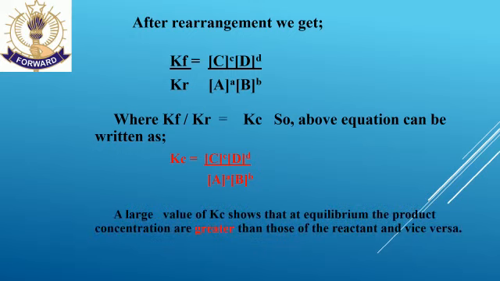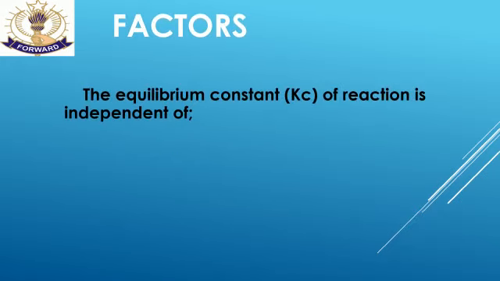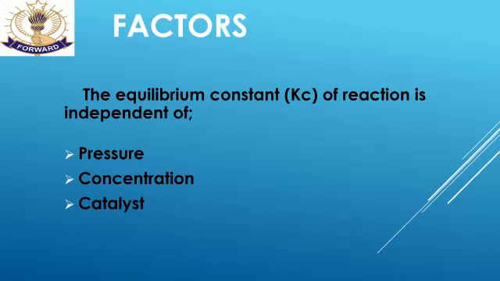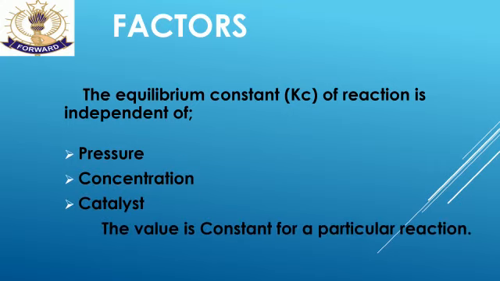For any chemical reaction, when we have a large value of Kc, it indicates that the product concentrations are greater than those of the reactants, and vice versa. Now we will discuss some factors: the equilibrium constant is independent of pressure, concentration and catalyst. As well, the value is constant for any particular reaction.